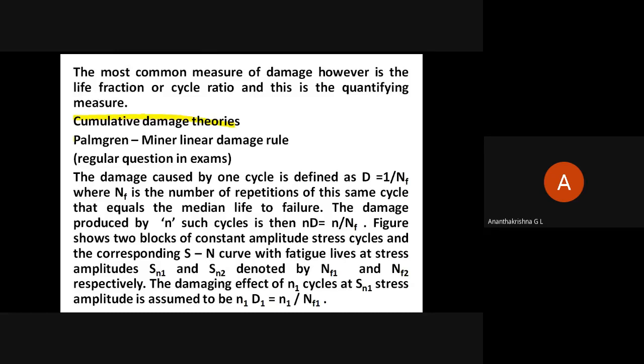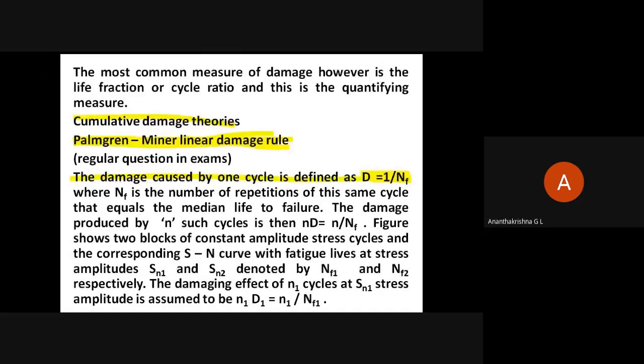So, the most important is the Palmgren-Miner linear damage rule. This is repeatedly asked in all the examinations. So, please concentrate on this more. According to this, the damage caused by one cycle is defined as D is equal to 1 by NF. D stands for damage fraction, and NF is the number of repetitions of this same cycle that equals the median life to failure. So the damage produced by n such cycles is given by nD, which is n into D, is equal to n by NF.